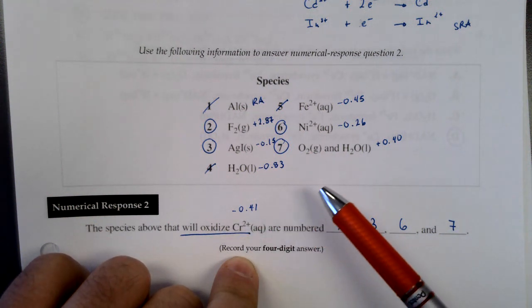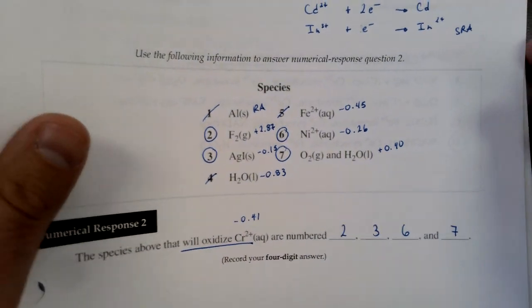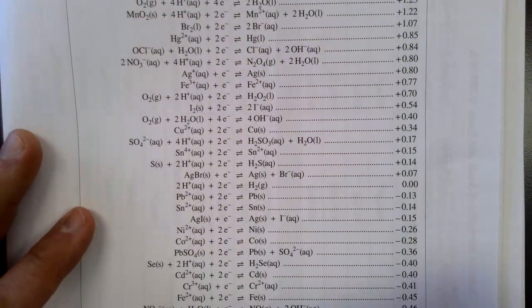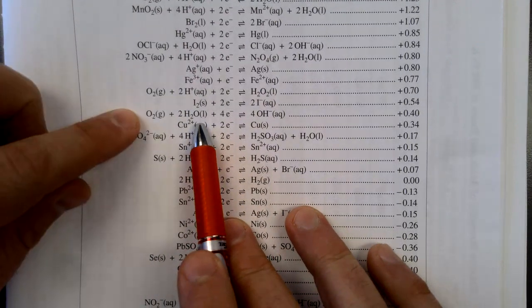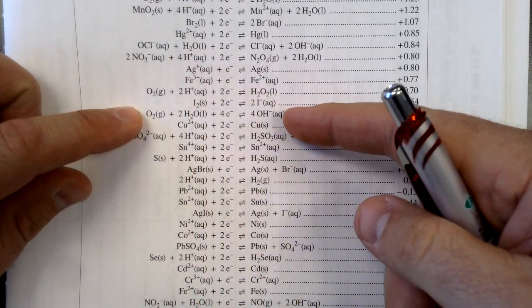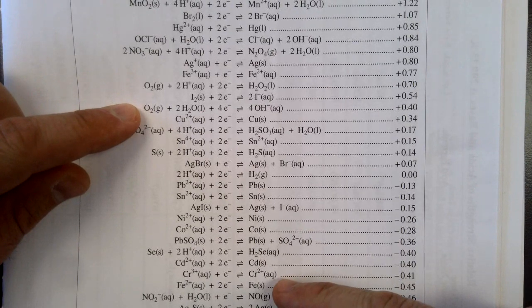All right, let's take a look at one more. This is O2 and H2O. I just want to mention it because it has multiple pieces. Please remember that when species are together, they can be found on the table together, like O2 and H2O here. So we have our O2, H2O, we have our chromium. This will produce a spontaneous reaction.